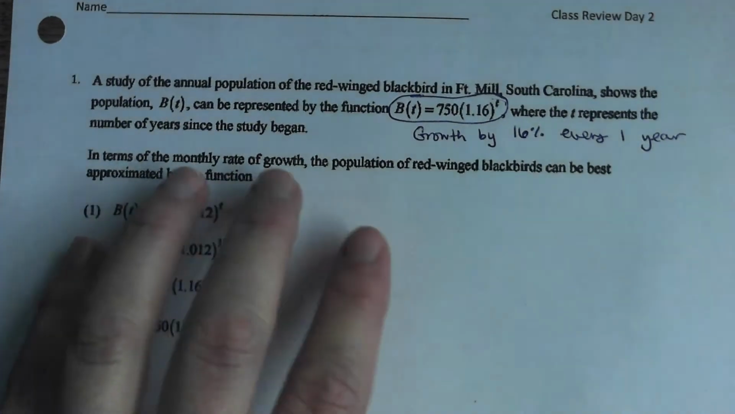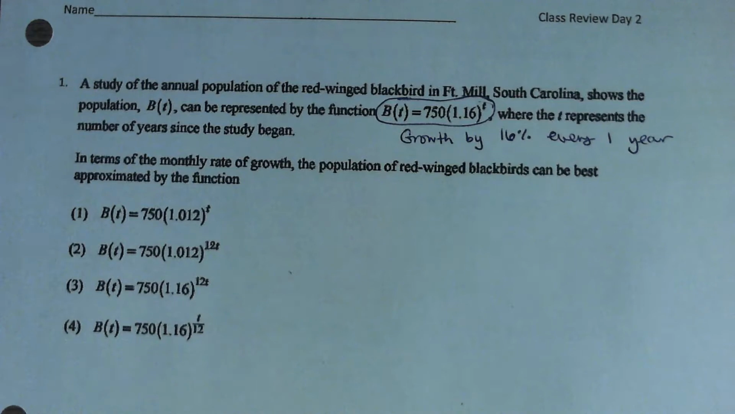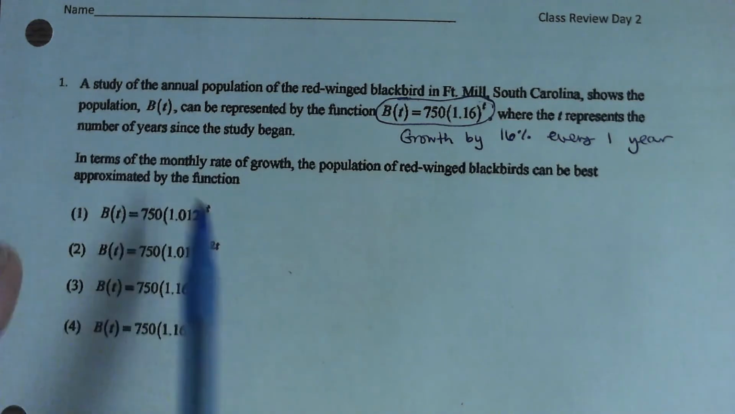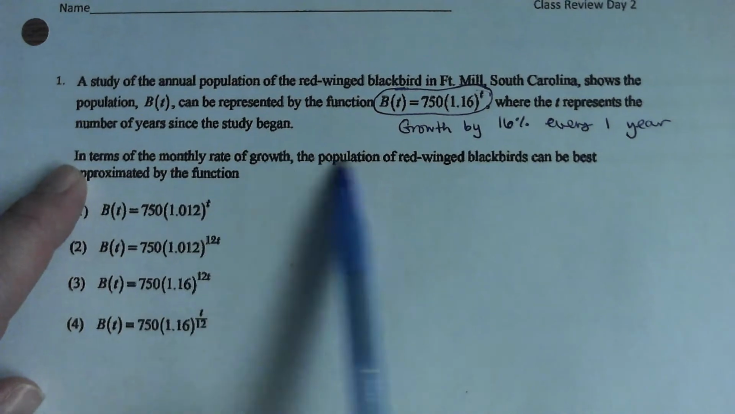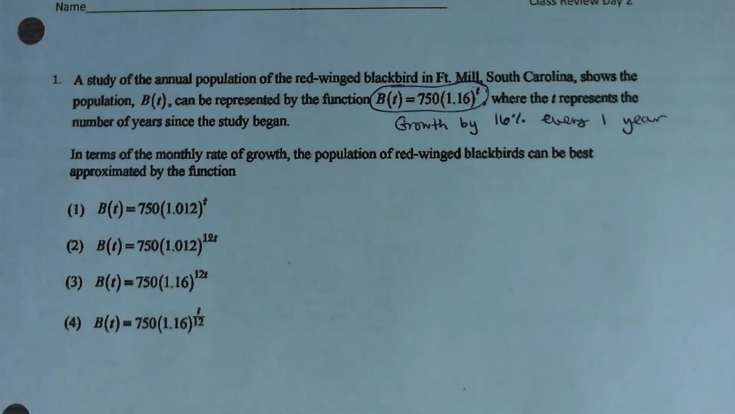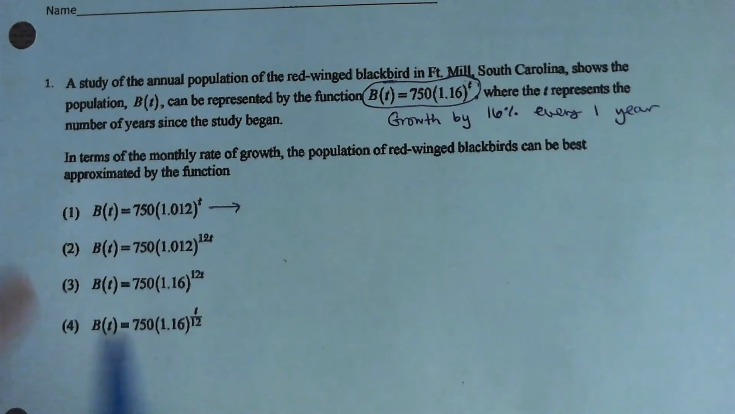This says essentially which one of these is the same. This is in terms of yearly growth. This is in terms of, they want it in terms of monthly rate of growth. The population can be given by what? So let's just analyze all four of these.